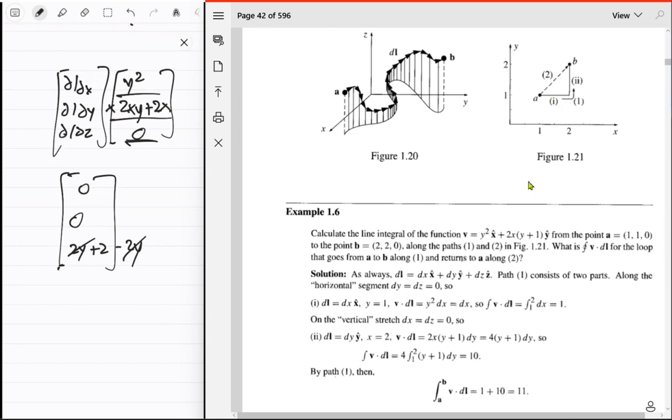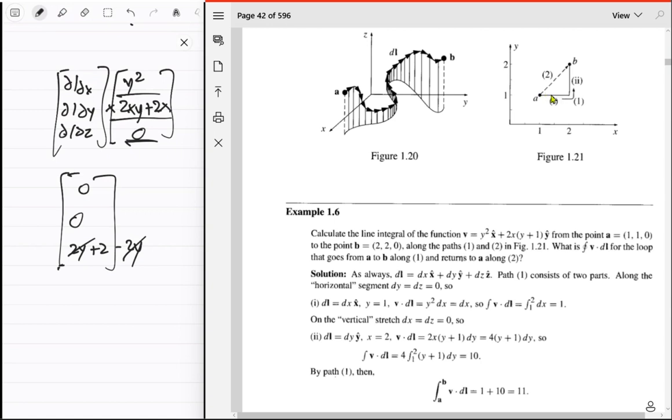Oh, this is the thing, I guess. What figure though? Figure 1.21. Yeah, this is right. So along 1 and then returns, okay, from a to b along 1 and returns along 2. Okay, so this complete thing is 1, and this is 2. Right. Okay, I guess we just have to actually do this.